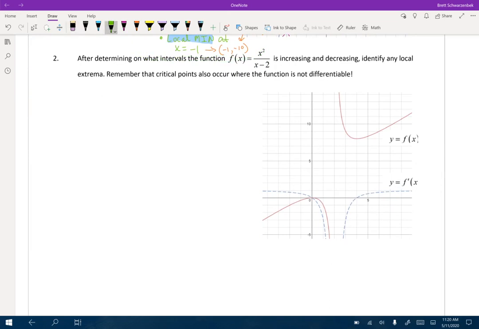So let's take our attention to number 2, where we're now dealing with a rational function, x squared over x minus 2. Again, what are our directions? We have to determine whether it's increasing and decreasing, and we have to identify any local extrema. Same process, basically, right? So right in the beginning, same process, we need to find the derivative of the function because we need to identify critical points. So for the derivative, we need the quotient rule.